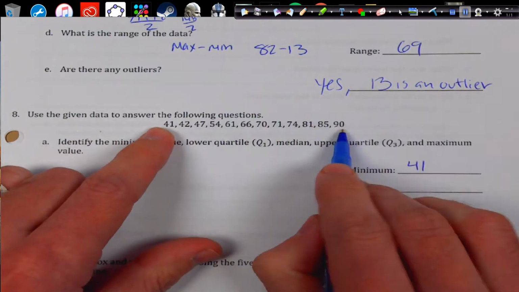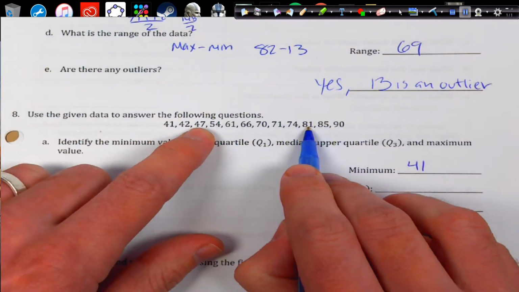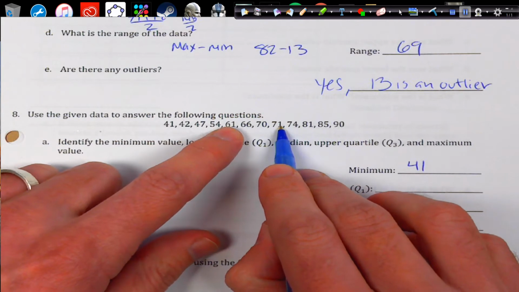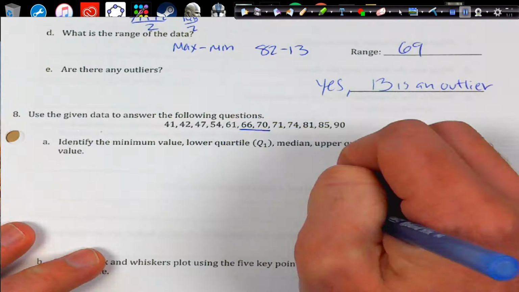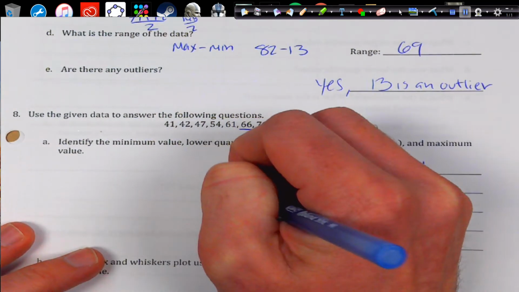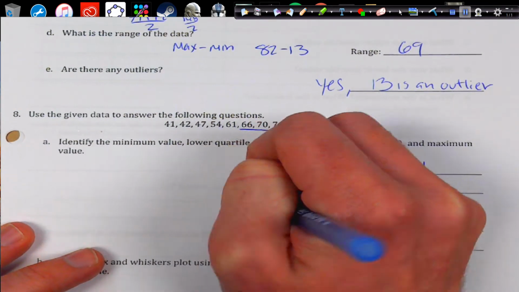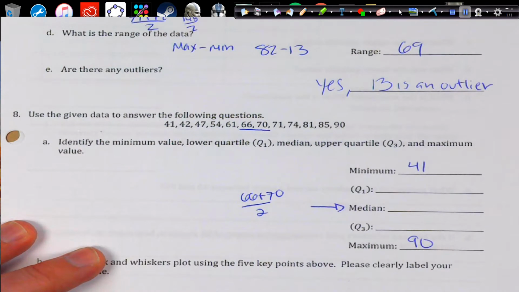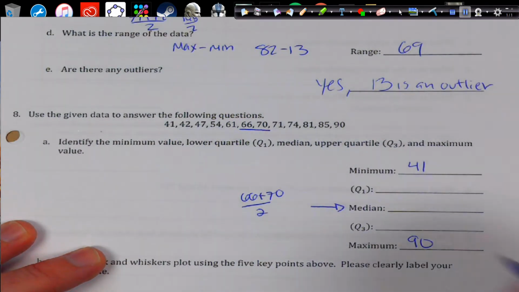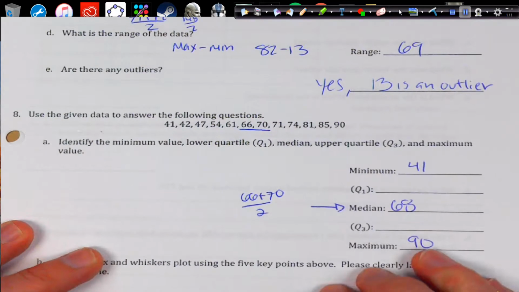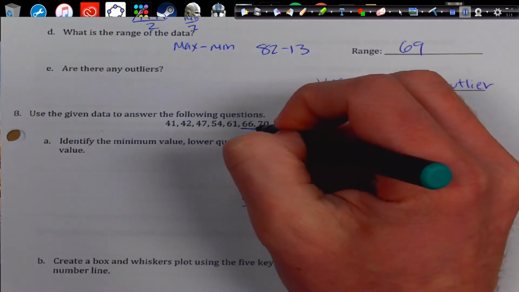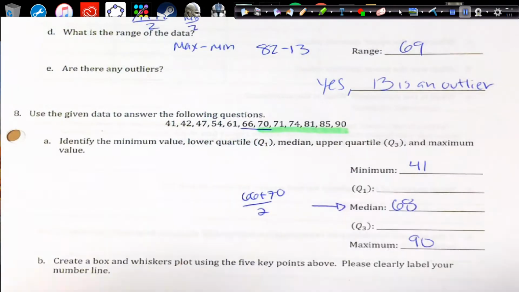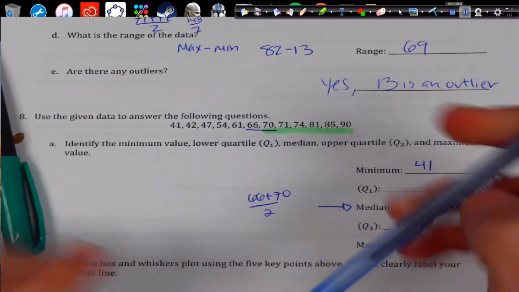So we're going to count in 1, 2, 3, 4, 5. So right in between these two is my median. So to find my median, I'm going to do 66 plus 70 divided by 2, and we're going to get 68 is the median. Then I need to find my lower quartile and my upper quartile. So this is the upper part, and I'm going to find the median there.